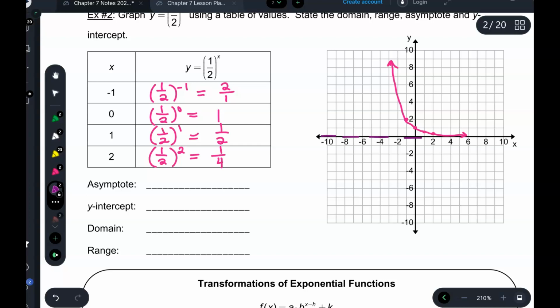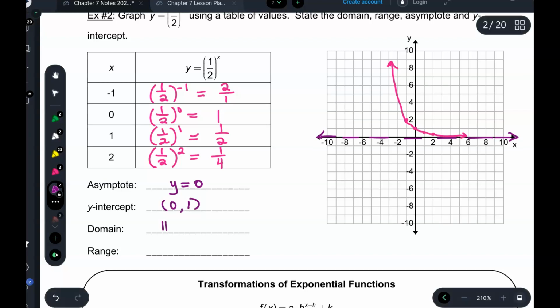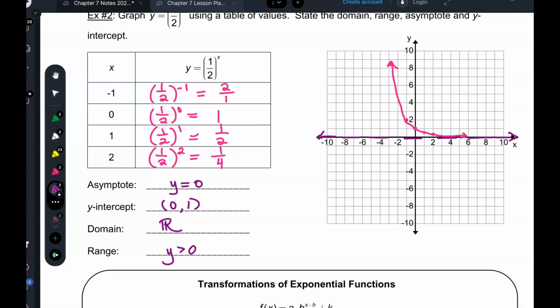So here we have our asymptote. y equals 0, good. Y-intercept, (0, 1). Domain, all those numbers. And range, y is greater than 0. Y is greater than 0, so think bottom to top. It's still all above there.